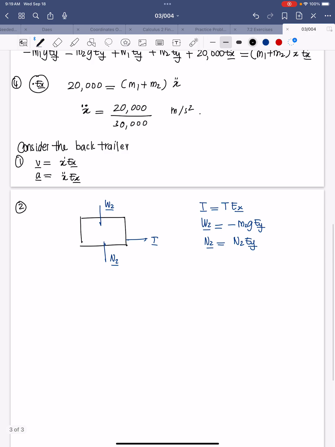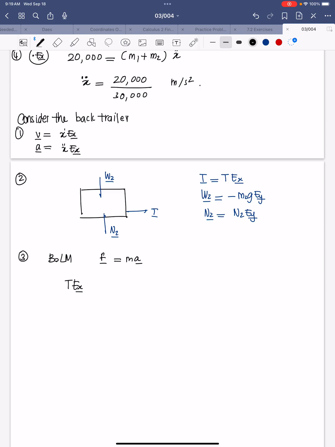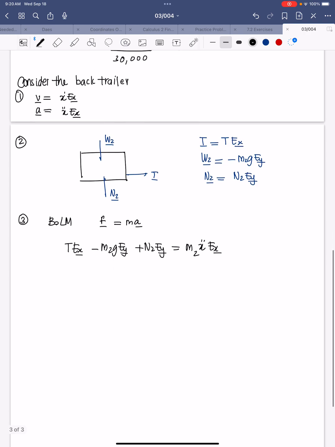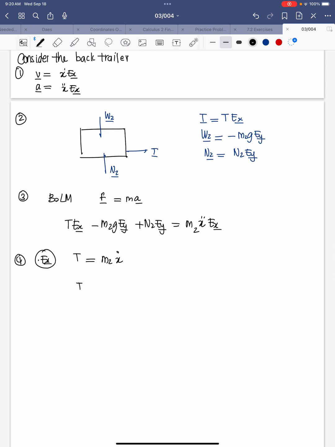Okay, step 3, write the balance of linear momentum. F equals ma. T EX minus m2 g EY plus N2 EY is m2 x double dot EX, where m2 is the mass of the system, which is the back trailer. Then if I project this equation along EX, I'll get the magnitude of the tension force, which is m2 x double dot. So then you can write your tension force as whatever value you get along EX. Okay, that's it for this problem.